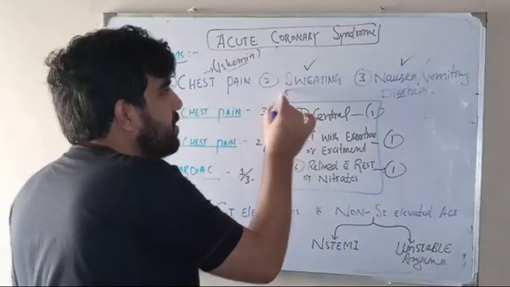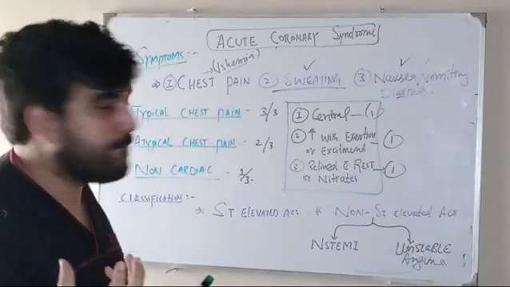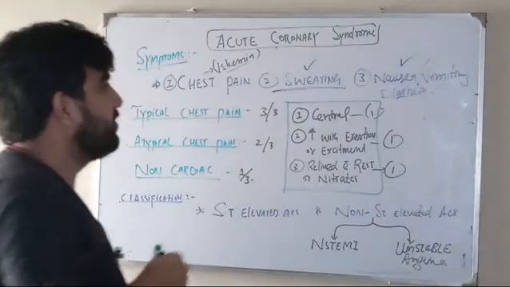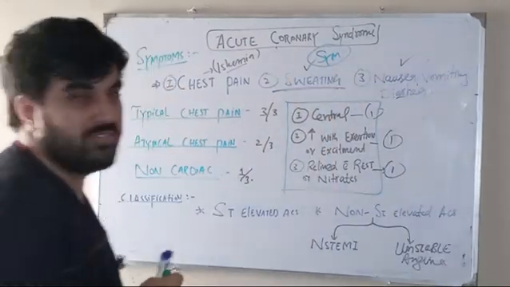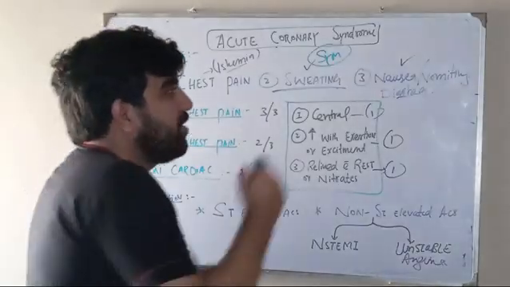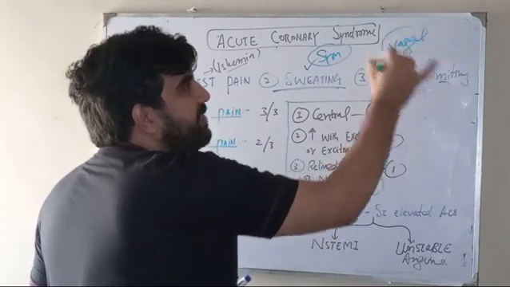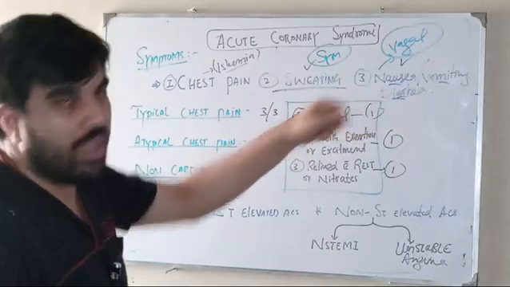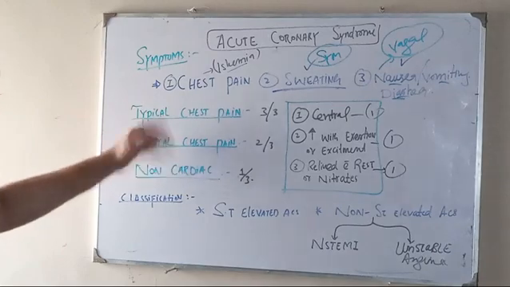Why is there sweating? Because when there is decreased oxygen coming to the heart muscle, there is activation of the sympathetic system. The sympathetic system activation causes sweating. So that is the reason for that. And the cause for the nausea, vomiting or diarrhea is the vagal nerve stimulation, and that is usually seen in the inferior wall MI. So these are actually the symptoms, this portion.